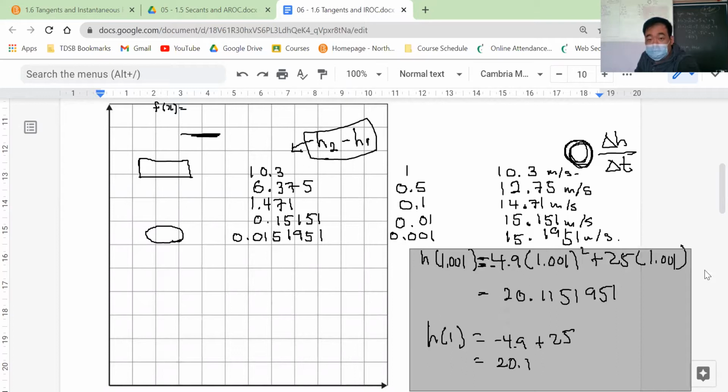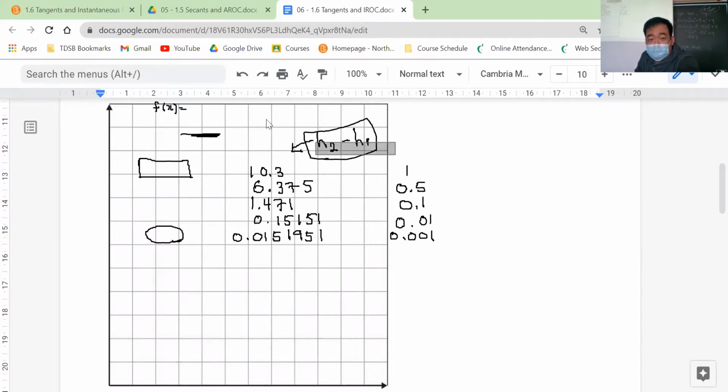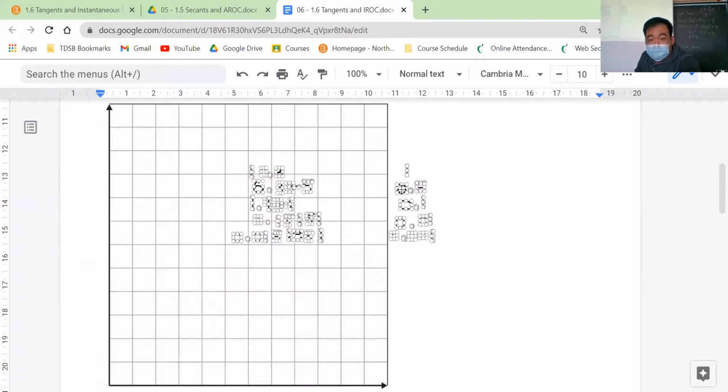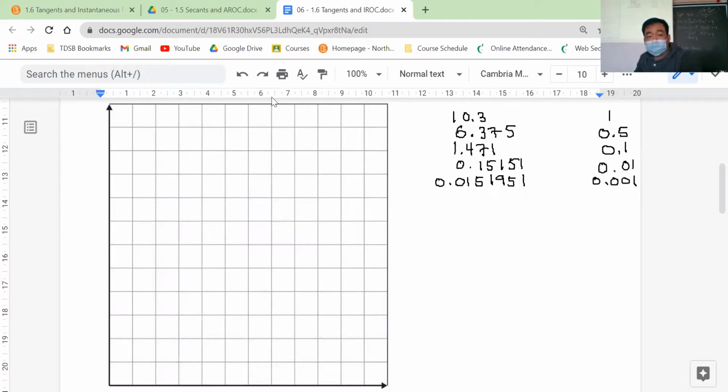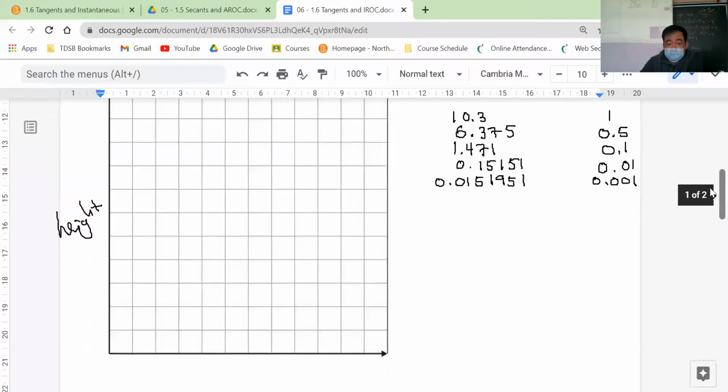Leave this, and I can erase that. I don't want this. These are my X's and Y's. See your graph, don't worry too much. It's basically a rough graph. That's height. This is going to be time.